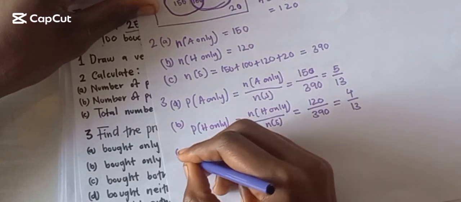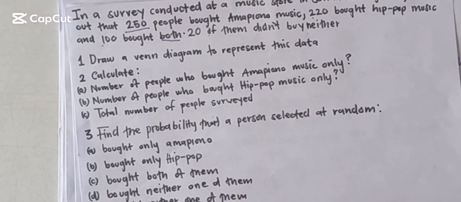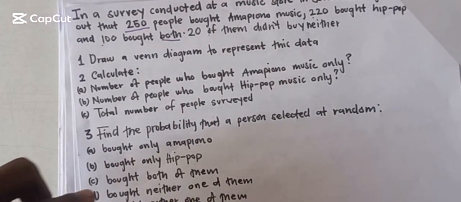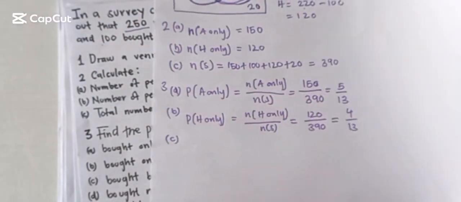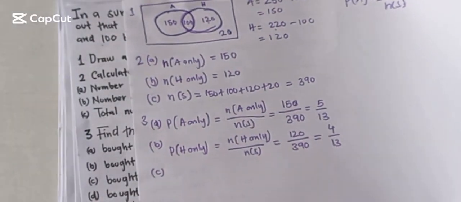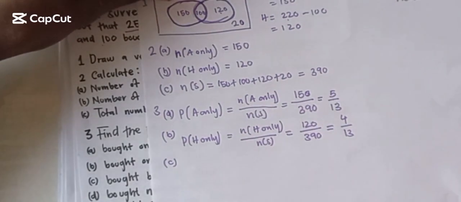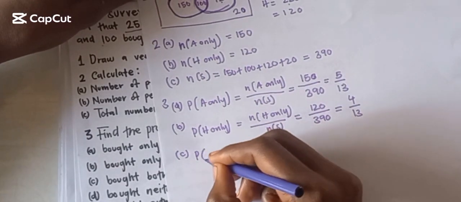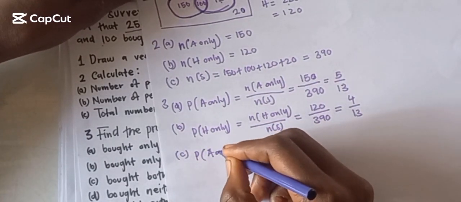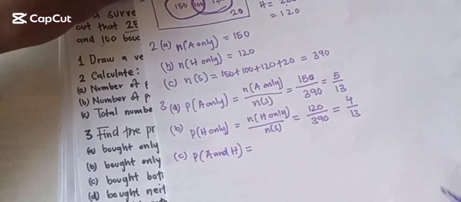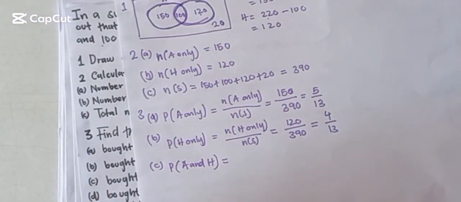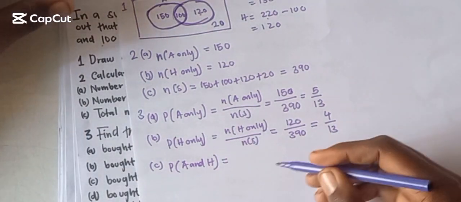So going to letter C, find the probability that the person bought both of them. As I illustrated in my previous video, when they talk about both, they are looking for the probability of A and H. I hope by now you get familiar with this. When they talk about both, they talk about "and". So that's the meaning of both.